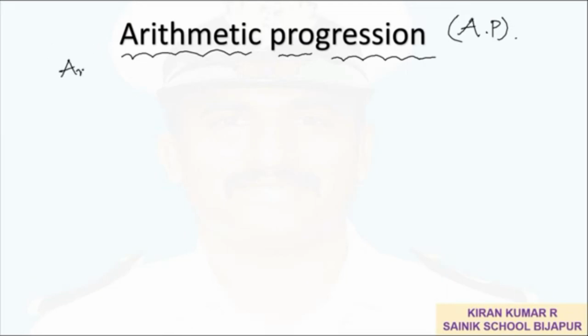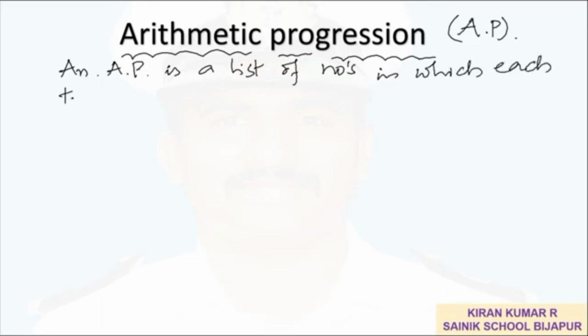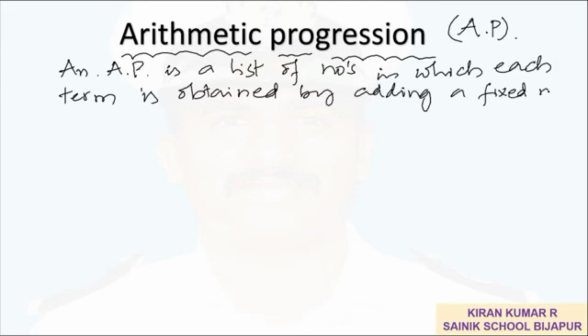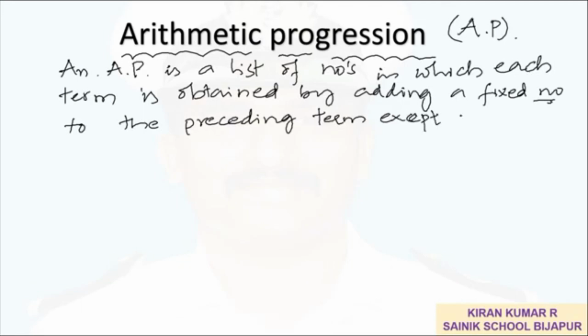An arithmetic progression, I'll write in short form AP. An arithmetic progression is a list of numbers in which each term is obtained by adding a fixed number to the preceding term, except the first term.